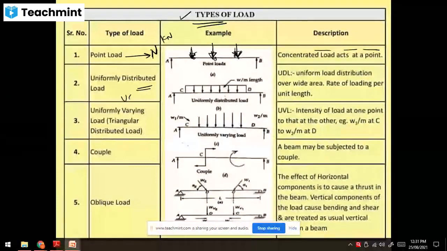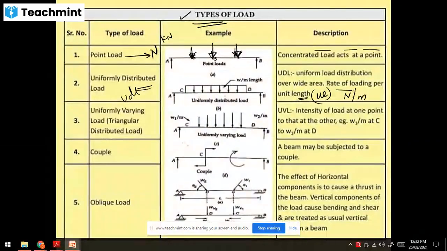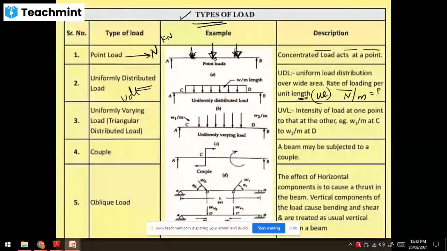UDL is the short form of uniformly distributed load, right? It is active over the span. Uniformly distributed load acts over a wider area. So it is the rate of loading per unit length, denoted by small w. Unit is Newton per meter. It is equal to whatever force is applied divided by the span or distance. Load upon distance, Newton per meter. That is nothing but your UDL.